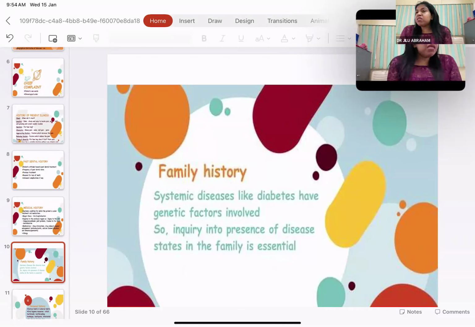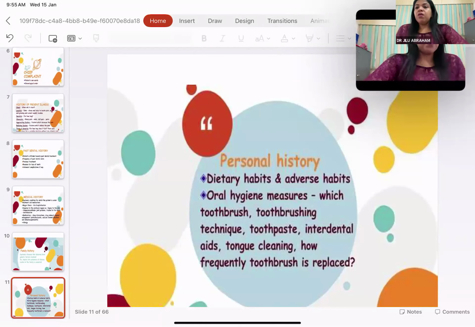Coming to the family history, we have to know the genetic factors. So we are just checking for any family history of systemic diseases and also dental disease like periodontitis. If the patient's parents or immediate siblings have a history of periodontitis, like losing teeth at a young age itself, then the patient is also likely to have a chance of getting the disease very fast. And the personal habit is another important factor.